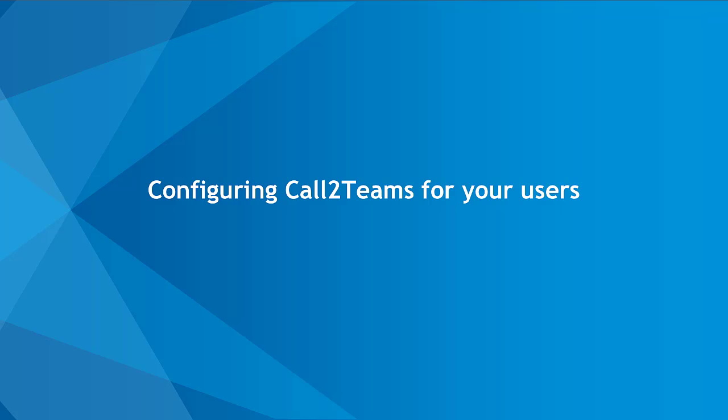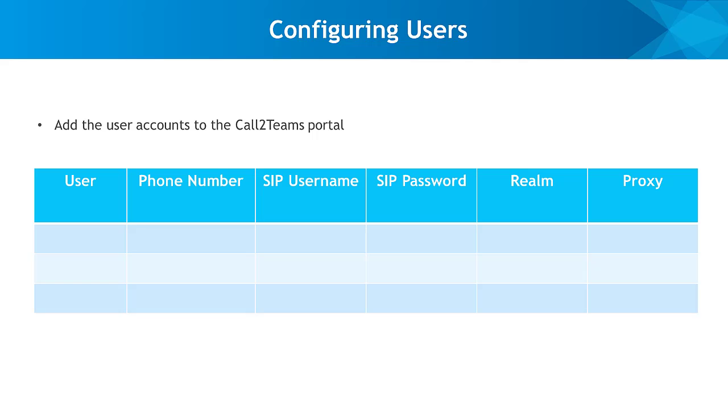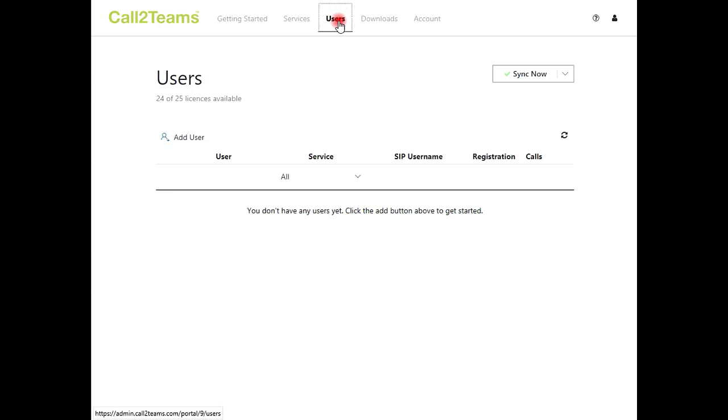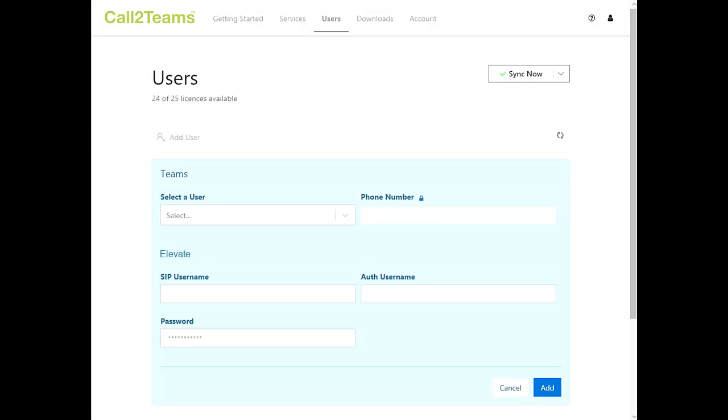It's time to configure Call to Teams for your users. You'll want to reference the spreadsheet or table of users you created earlier. To configure users, select the Users tab at the top of the portal. Here, you will see any existing users that have been created and an option to create a new user. You'll need to click the Add User button. You will see a list of users that are able to use this service. Select a user. Then use the table or spreadsheet you created earlier in this process to fill out applicable information. Repeat this process for each user.